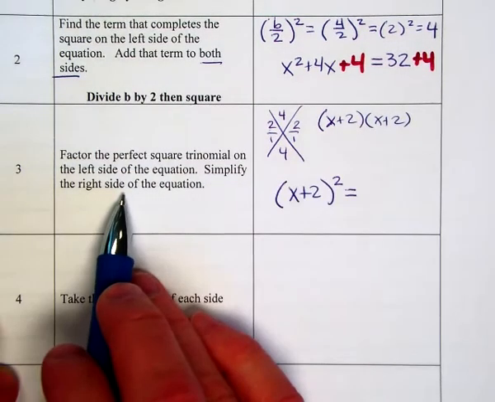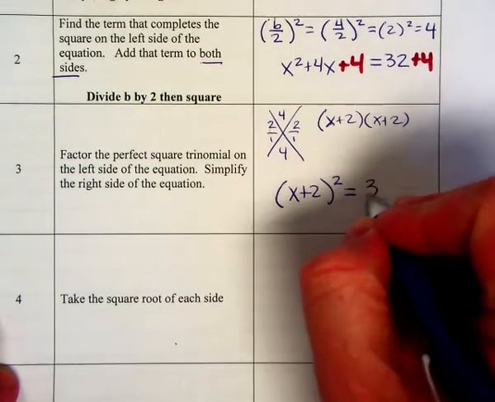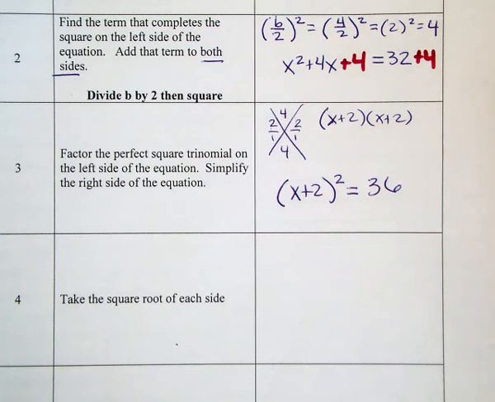Simplify the right. Well, this part's really easy. What's 32 plus 4? Great. That is by far the most complicated step in this entire process. The rest of this problem is actually very easy.